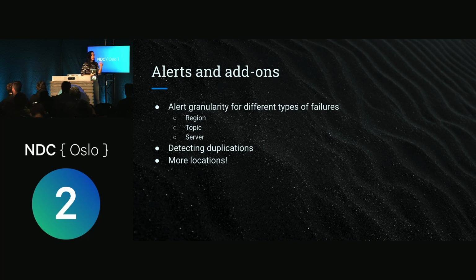So what would that be? If you have an alert popping up on an entire region, then the problem is probably not with your AWS Kafka or with your data loaders. It's probably with your view replicators. And if you have an alert on a topic, then probably the problem is not with your view replicator, it's probably with your data loaders.